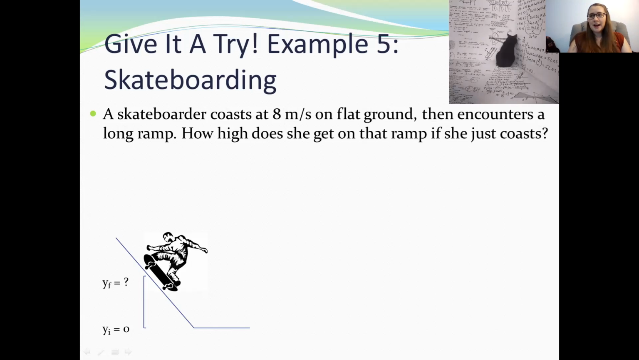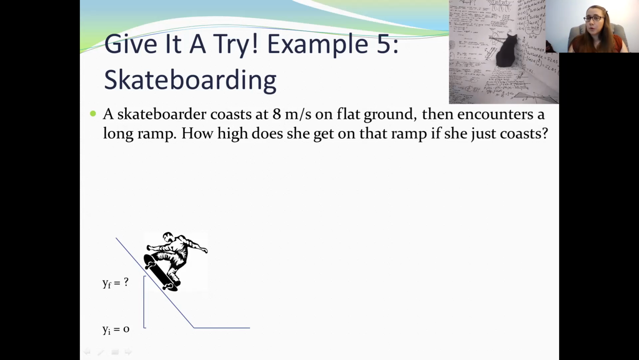Now, if you look at the problem, a skateboarder coasts at 8 meters per second on flat ground, then encounters a long ramp. How high does she get on that ramp if she just coasts? Well, reading that scenario and looking at the picture, you might notice that there seems to be a crucial detail that is missing. And that would be the angle, right? Nowhere are we given the angle or a way to figure out the angle that this skateboard ramp is on.